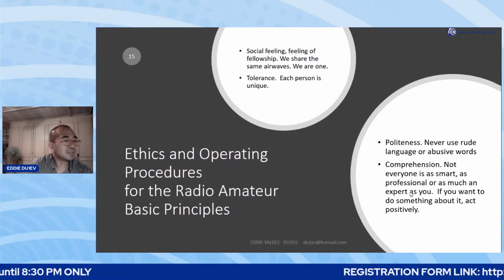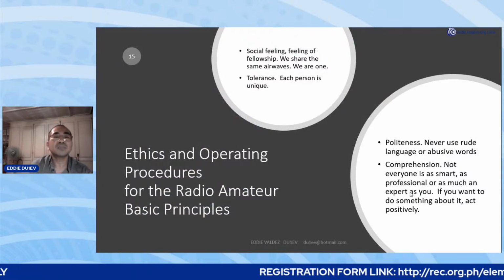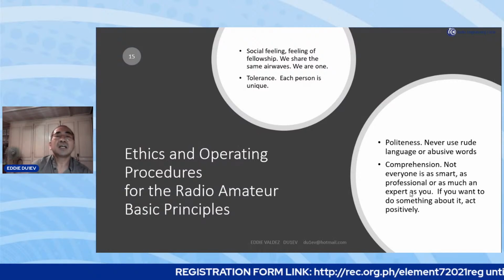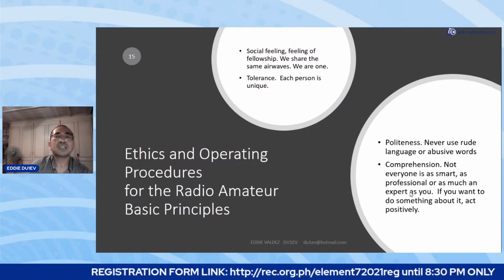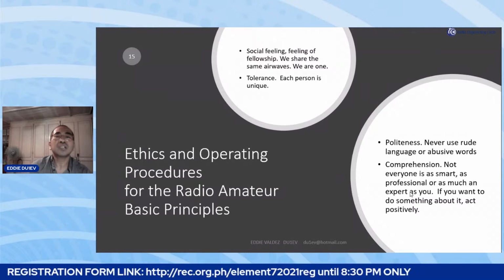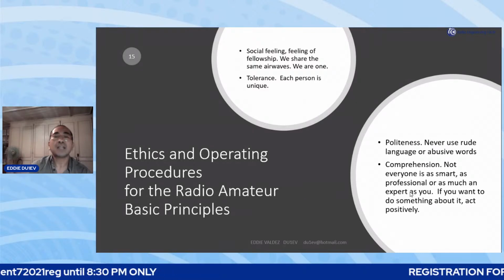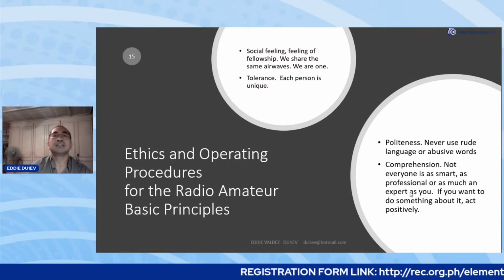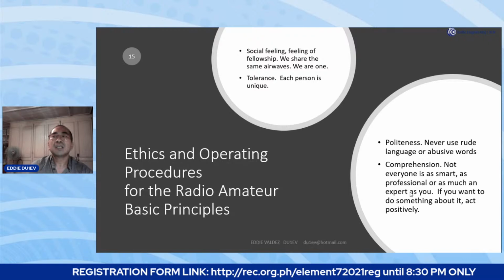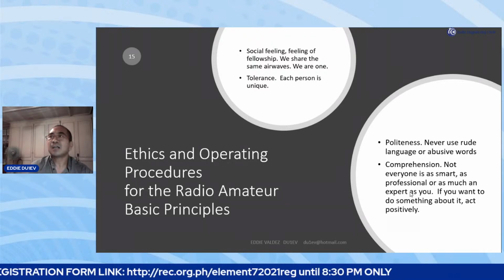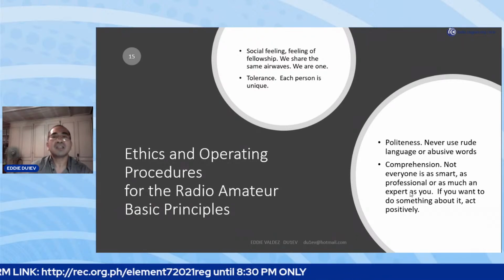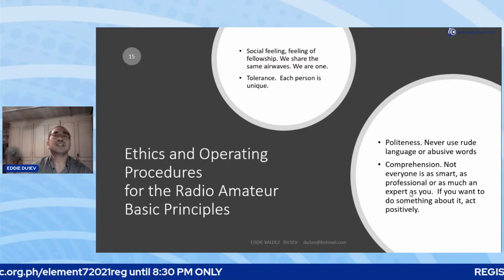So, here are some general principles. Ethics and operating procedures. You have a social feeling, the feeling of fellowship. We share the same airwaves. We are one. All amateurs are one. So please let us make the practice of being ethical the standard. Right?